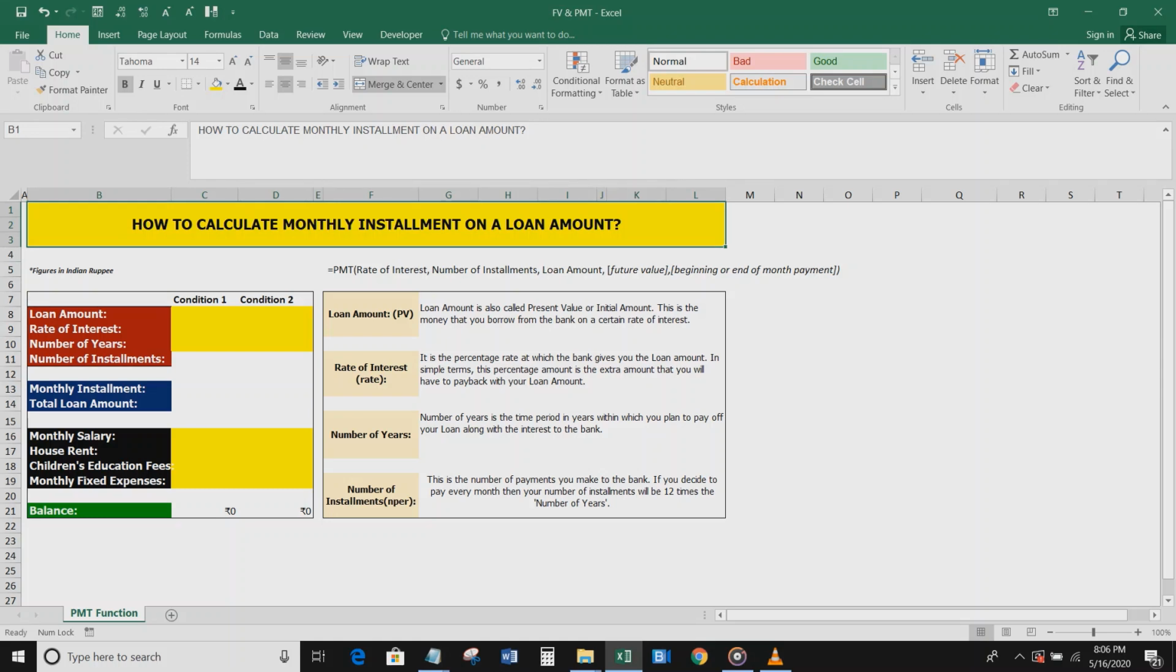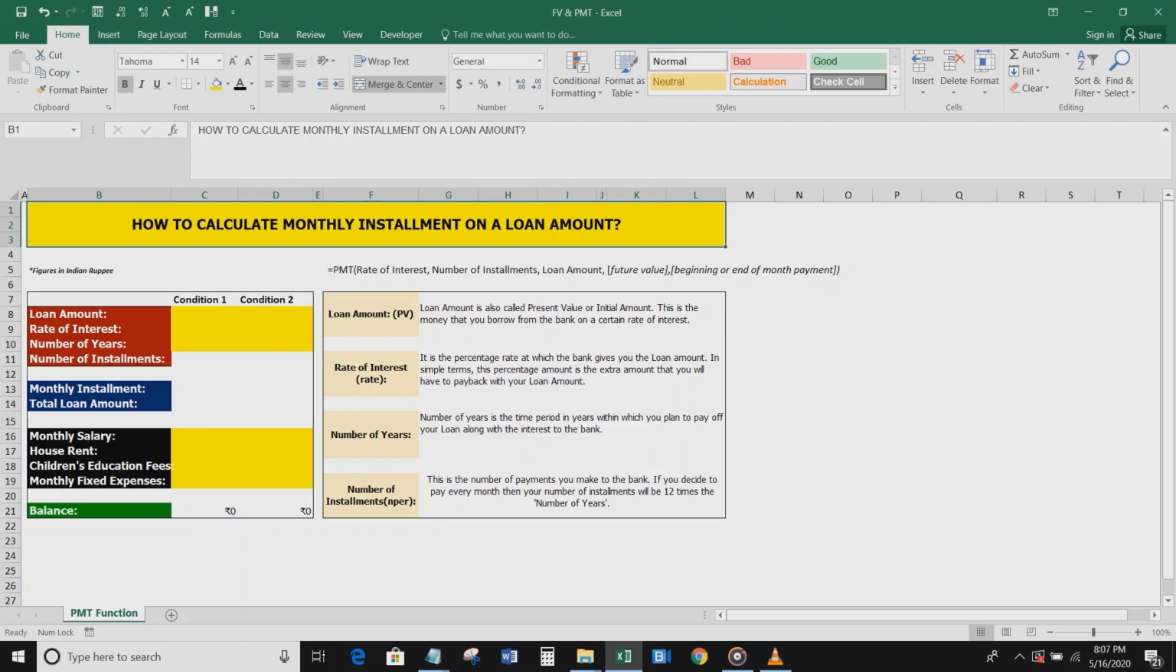Friends, most of us are salaried individuals and most of us desire to own a house or a car in a lifetime. But when our salaries and savings are not enough to fulfill these desires, we decide to approach a bank and apply for a loan. But don't you think it is always wise to plan before taking any such kind of a liability? Because monthly installments can make a big hole in our pockets.